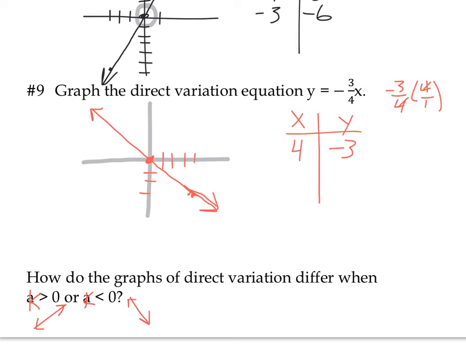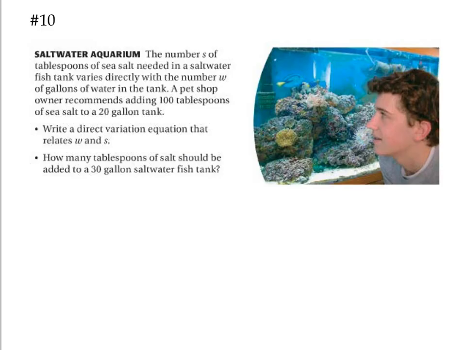That can help when you're graphing, or if you want to see if your graph looks like it's on the right track, you can make sure that your graph's headed in the right direction based on what that k value is, positive or negative. Now let's look at a real-world type example.